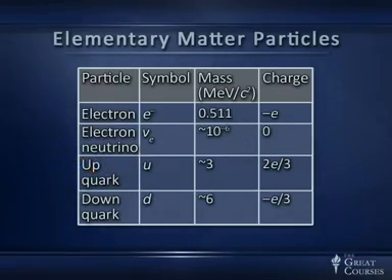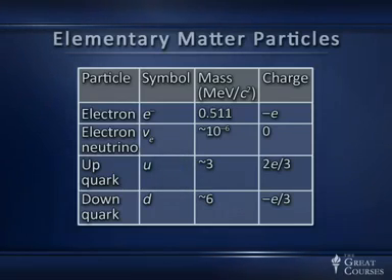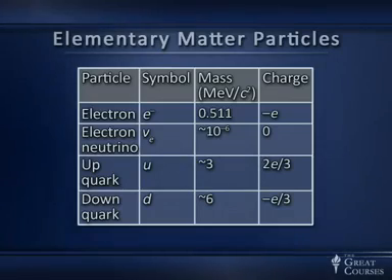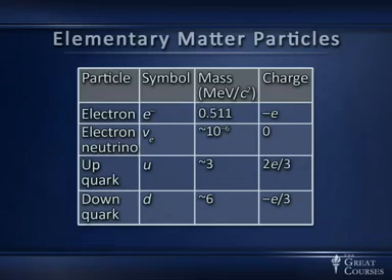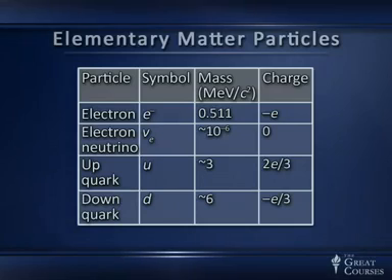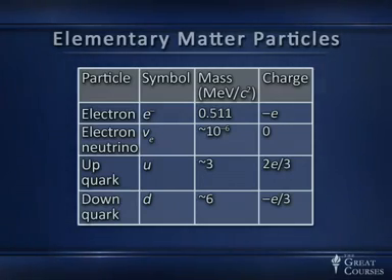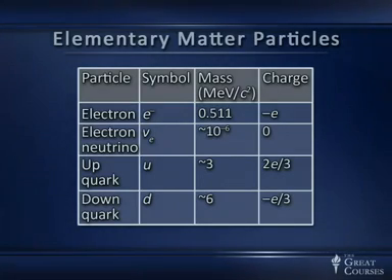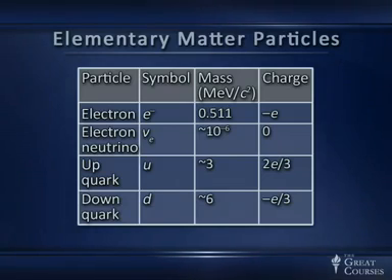The up quark is symbol u. Its mass is on the order of 3 MeV over c squared. We don't know the quark masses very well, so I'm putting that little tilde. And its charge, interestingly, is 2/3 of e. What Robert Millikan measured in the early 1900s as the elementary charge e isn't really the elementary charge. The elementary charge is really the 1/3 of that. That's the charge on quarks, 1/3 or 2/3 of e.